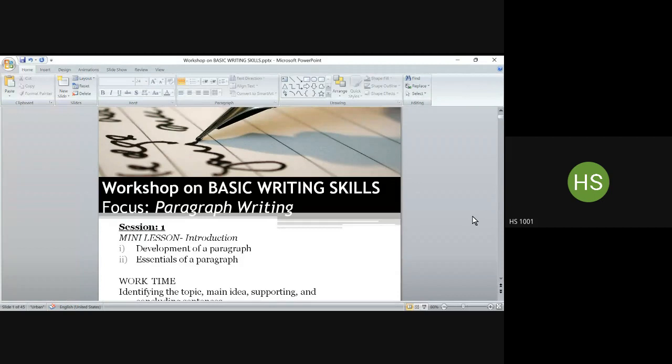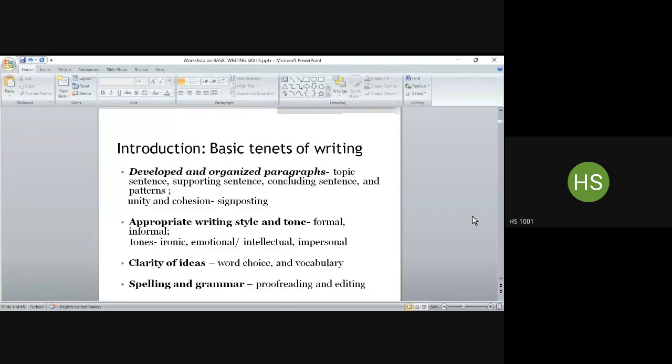So a lot of things that we discuss begin with the ability, the basics as far as writing is concerned. So for today's session, we're going to be looking at that part about development and organization as well as the essentials of paragraph, right? So I'll not waste much time. Let's move on, otherwise we won't get time for the activities.